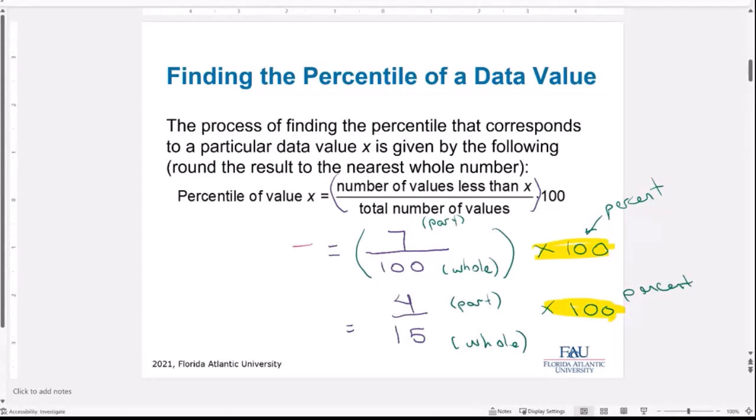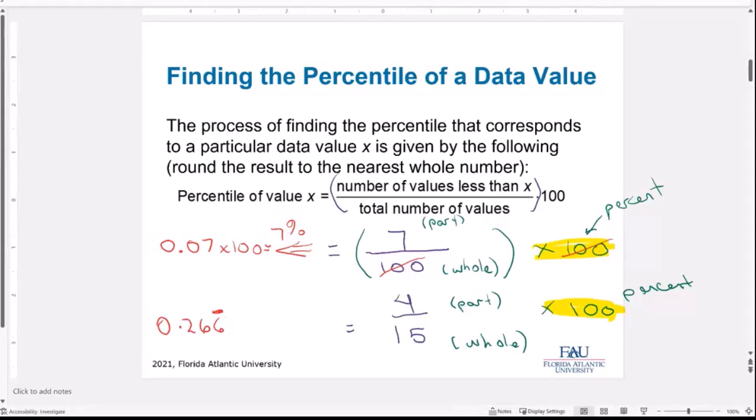7 over 100 is 0.07. If I multiply that by 100, I get my 7%. 4 divided by 15 equals 0.266. It just repeats. Some of you will have at the very end of your numbers a 7 because they're rounding up.